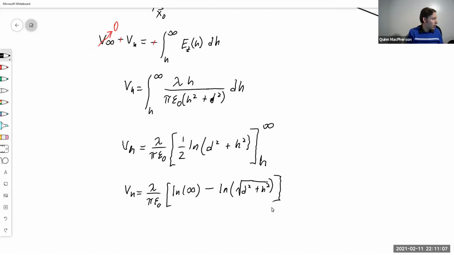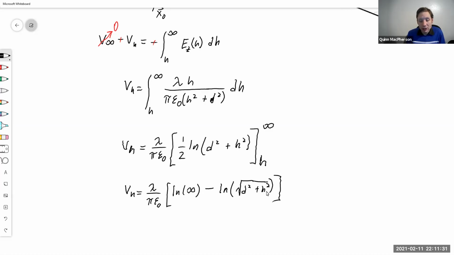So that's what that looks like. This is infinity. The natural log of infinity is infinity, so the voltage is infinity. It may seem kind of strange, but it's really not all that strange. You've got a couple of infinite line charges. With an infinite line charge, you end up with an infinite voltage, as it turns out.